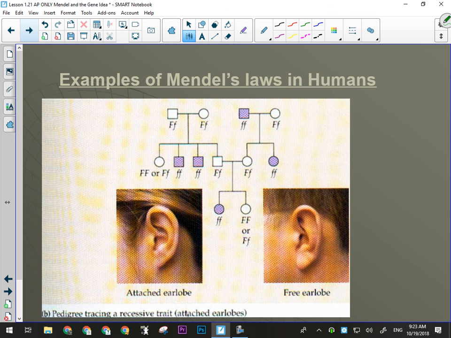Here's the other one, attached versus hanging free earlobes. Attached earlobes are recessive. If your earlobe's attached directly to your jaw, that's the recessive form. Hanging or free earlobes are the dominant form, so we see it obviously quite a bit more often. That's all we need to talk about there.